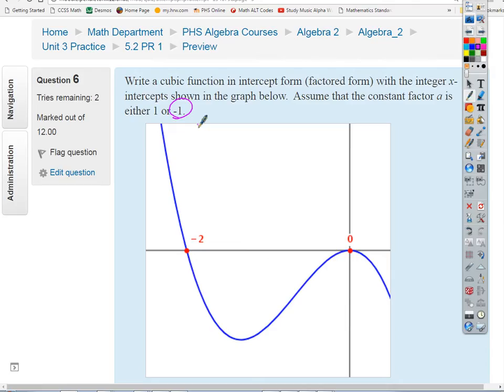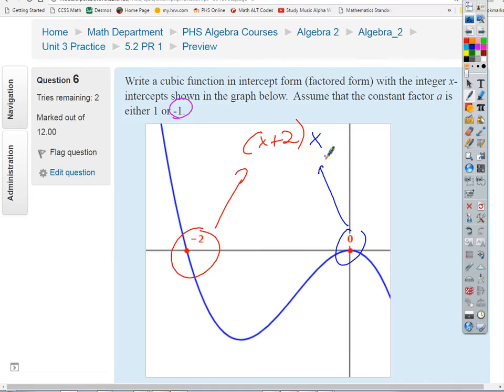Something's different here. What's going to be the factor that goes with the x-intercept -2? X plus 2. Okay, so we get, what about this one? So x plus 0 or x minus 0, just x, right? But if I do that, it doesn't quite work. It doesn't work because is that going to make a cubic polynomial? I'm only going to get an x squared out of it. So something is wrong here.